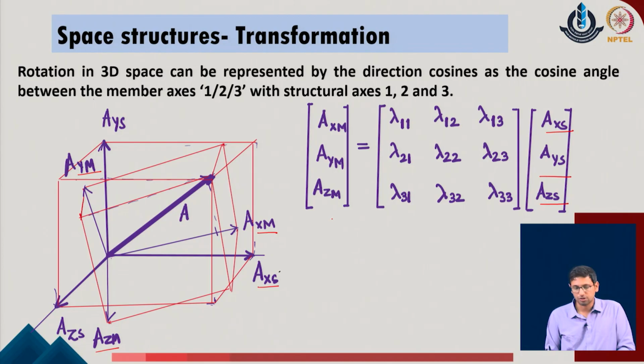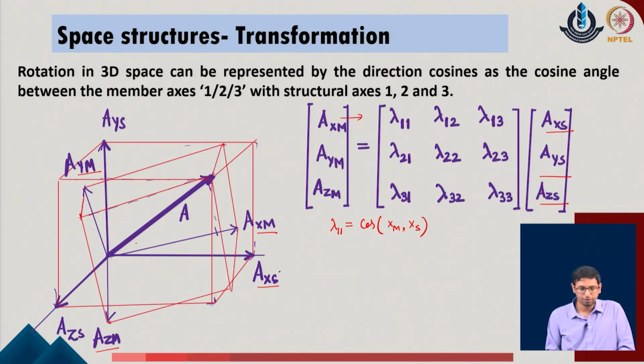As a general rule which we just defined, lambda 1 1 should be the cosine of the angle between the direction corresponding to the member direction 1, say xm in the given system, with respect to xs in the given system.